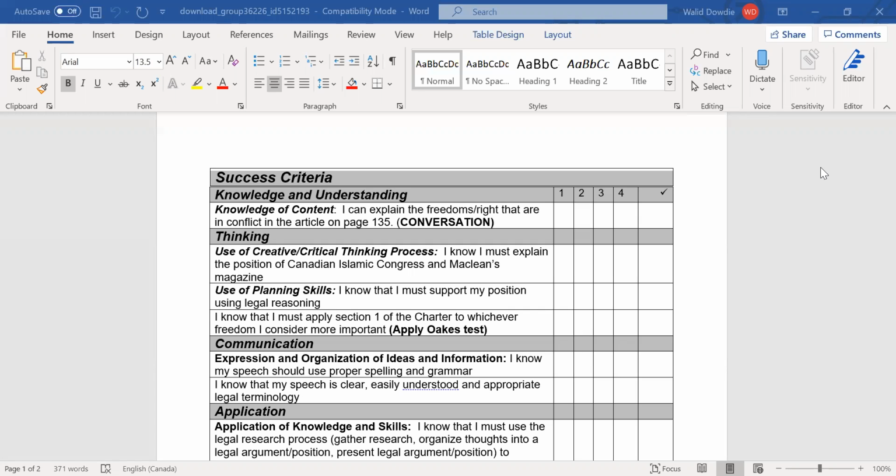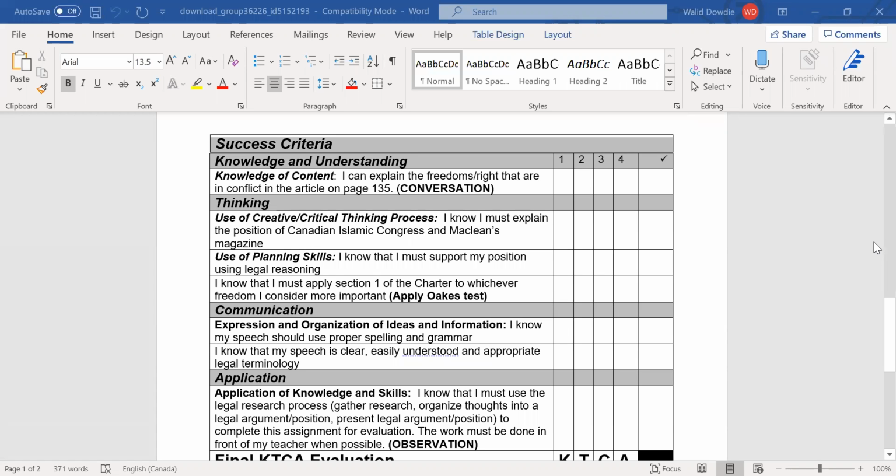I know that my speech must use proper spelling and grammar, and that my speech is clear, easily understood, and I use appropriate legal terminology. And the last part is using the legal research process, which is: gather research, organize your thoughts into a legal argument position, and present a legal argument to complete the assignment for evaluation.